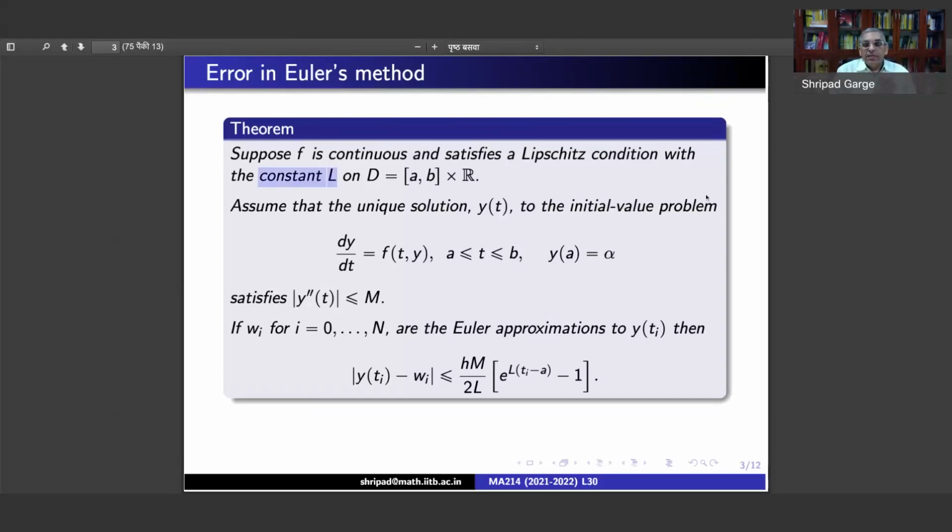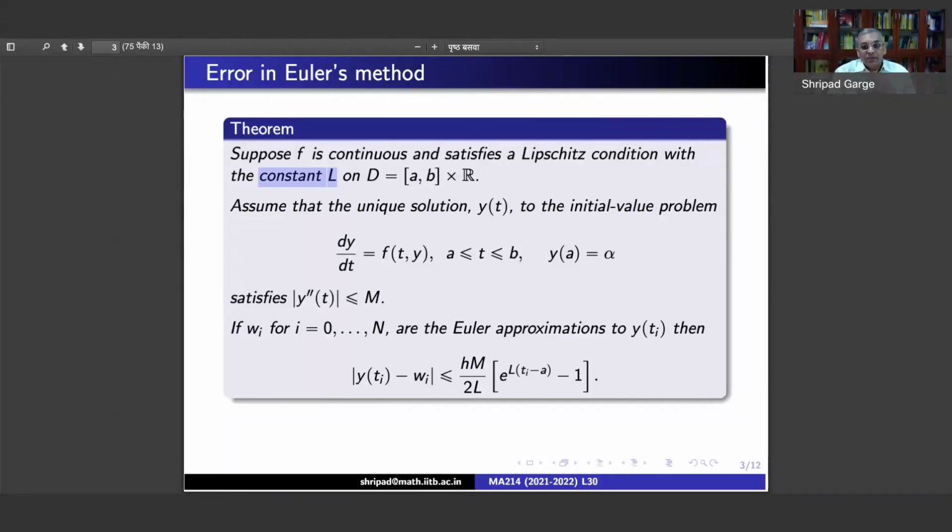Inside the bracket, we have an exponential value minus 1. This exponential value in the bracket depends on the i that we are looking at. It is going to be e to the power L times (t_i minus a), minus 1. So as you go far away from a, the quantity in the bracket is going to increase. The constant outside will remain unchanged. It doesn't change as i changes, but the quantity in the bracket will.